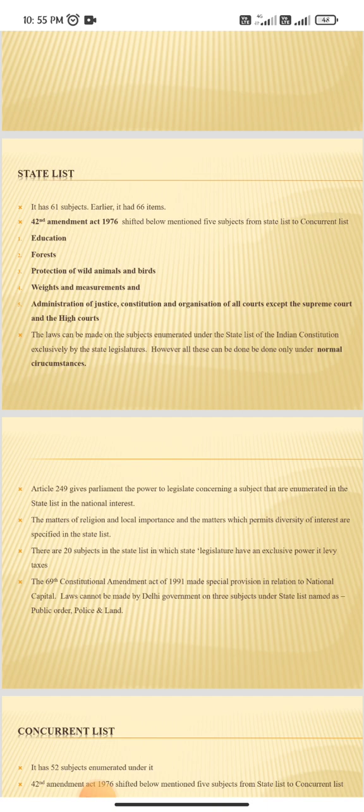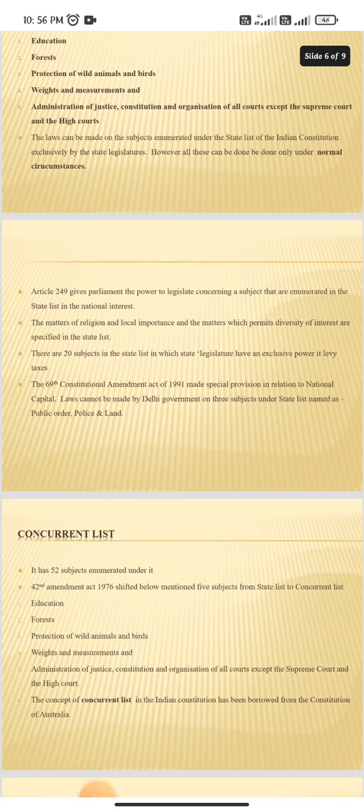The 69th Constitution Amendment Act of 1991 made special provision in relation to the National Capital. Laws cannot be made by the Delhi government on three subjects under the State list, namely public order, police and land.